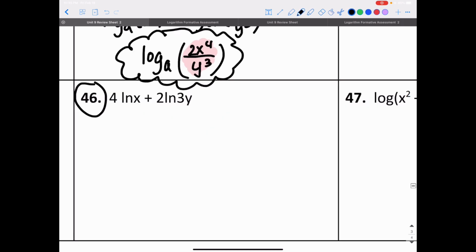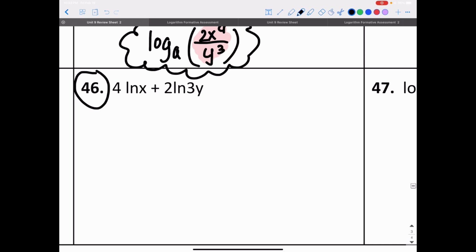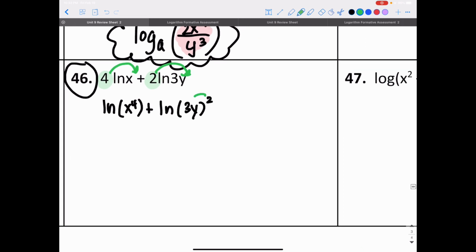I'm finished. I have 4 ln of x plus 2 ln of 3y. First thing I need to do is get rid of the coefficients. I need to get rid of these coefficients to be able to combine. I'm going to make them exponents instead. I'll have ln of x to the fourth power plus ln of 3y to the second power. I need to make sure I'm distributing that 2 to both the 3 and to the y, all factors inside of that logarithm. I'm going to have ln of x to the fourth power plus ln of 3 squared is 9, y squared is y squared.